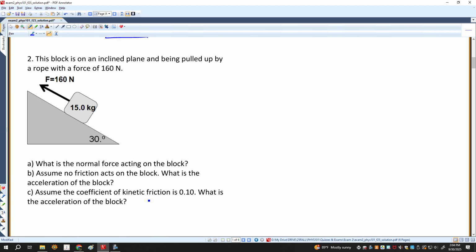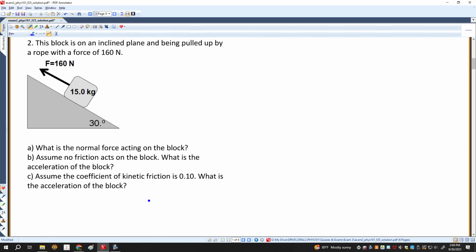All right, this block is on an inclined plane and being pulled up by a rope with a force of 160 newtons. What is the normal force? No friction. What is the acceleration? And then if there is friction, what is the acceleration? All right, let's just assume first there's no friction. I'm going to label my forces. There's my normal force. I have a weight right here. And that's it. I have this F that's equal to 160 right here.